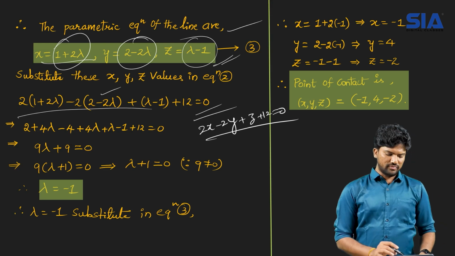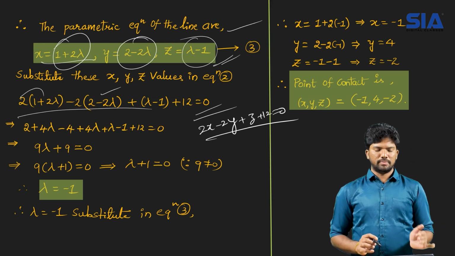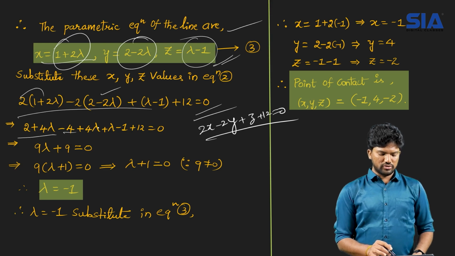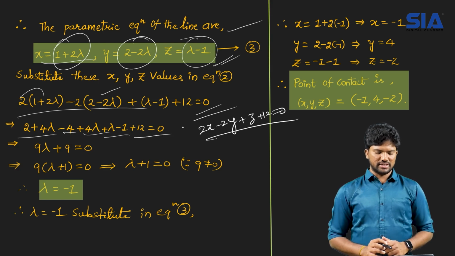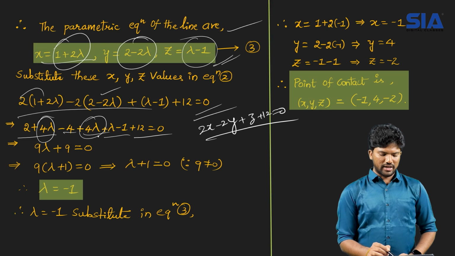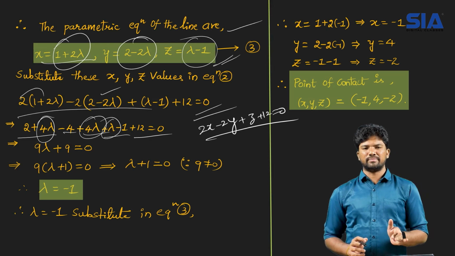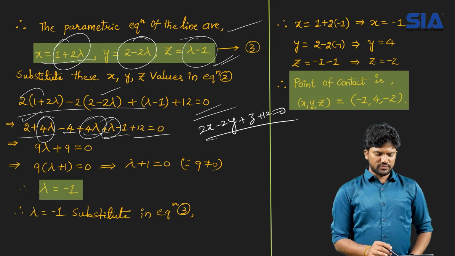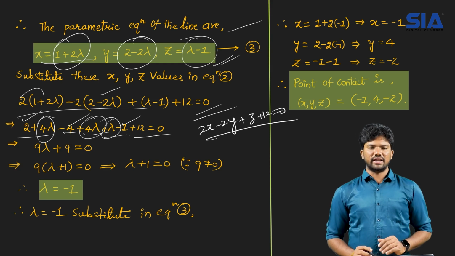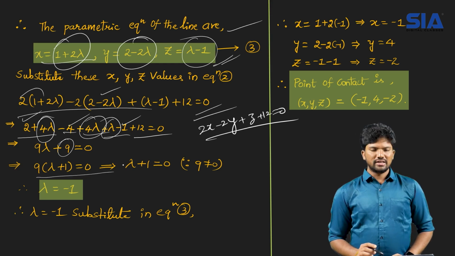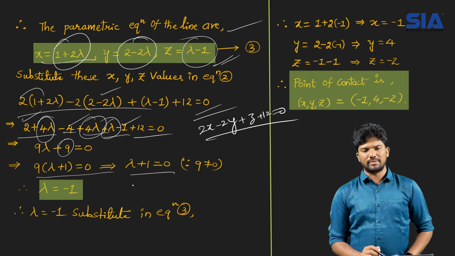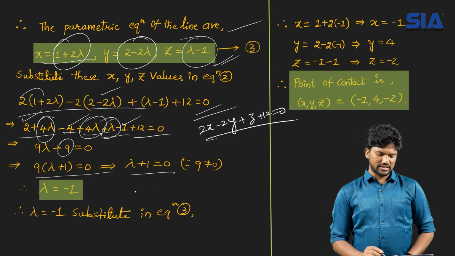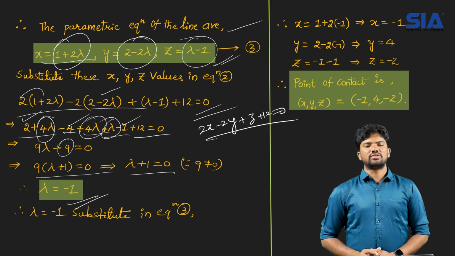is equal to 0. Simplify: 2 into 1 is 2, plus 2 into 2 lambda is 4 lambda, minus 2 into 2 is minus 4, minus into minus is plus 4 lambda, plus lambda minus 1 plus 12 is equal to 0. 4 lambda, 4 lambda, lambda: 4 plus 4 is 8, plus 1 is 9 lambda. And 2 minus 4 minus 1 is minus 3, plus 12 is 9. So 9 lambda plus 9 is equal to 0. Take 9 common, so lambda plus 1 is equal to 0. Since 9 is not equal to 0, definitely lambda is equal to minus 1.